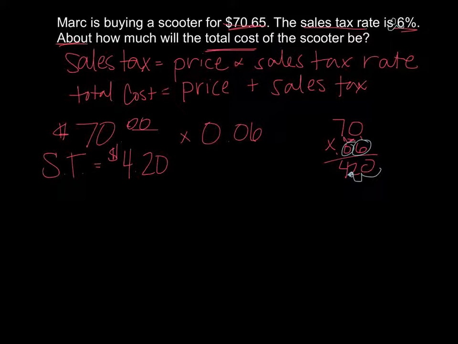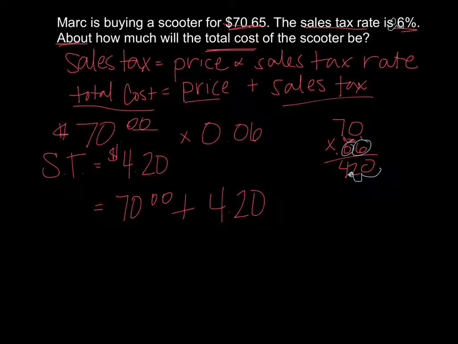So if I'm wondering about how much it will cost, I could add it on to the $70.65, really, but all I'm needing to do here is just add it on to the $70. So my total cost is going to equal my price, $70, plus my sales tax, $4.20. So my total cost is going to be $74.20 for my new scooter.